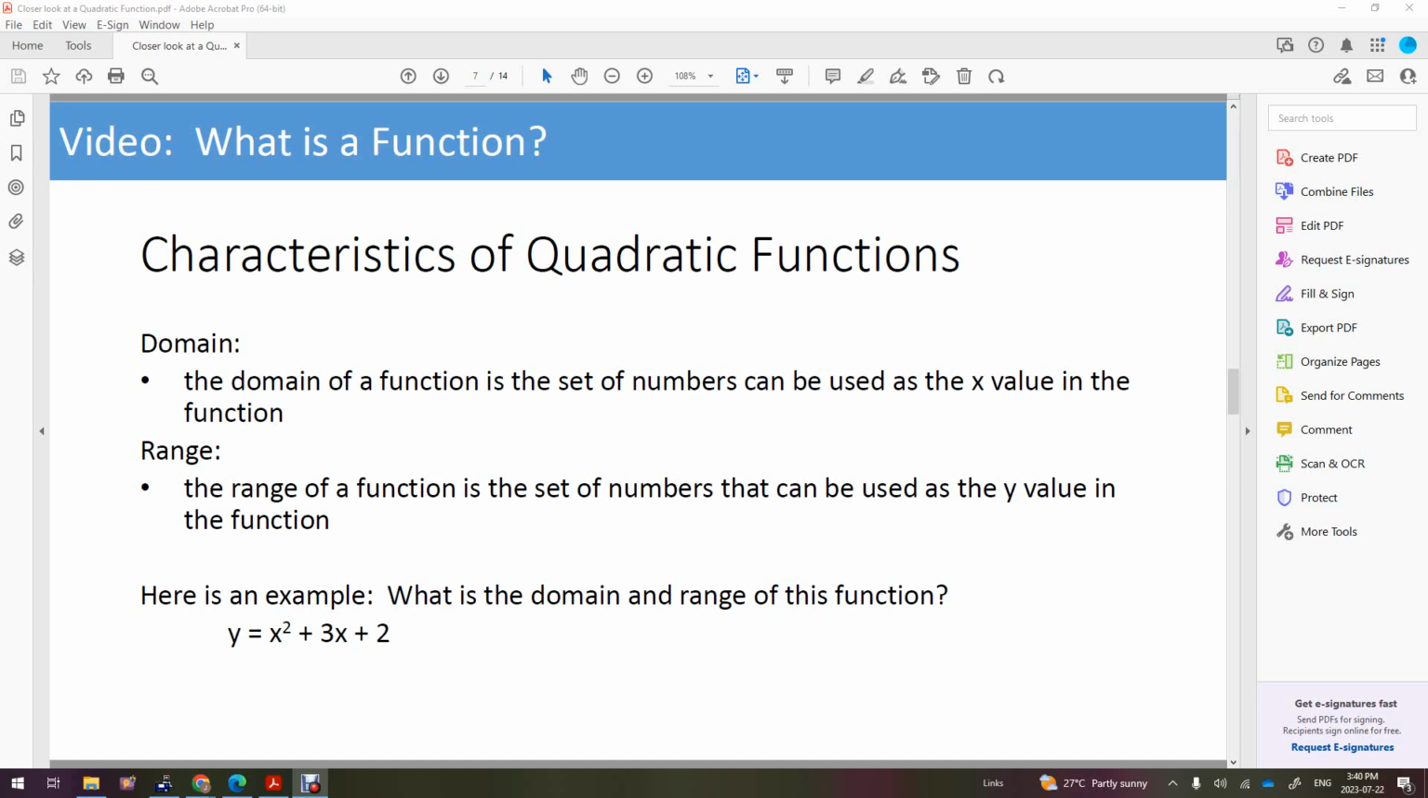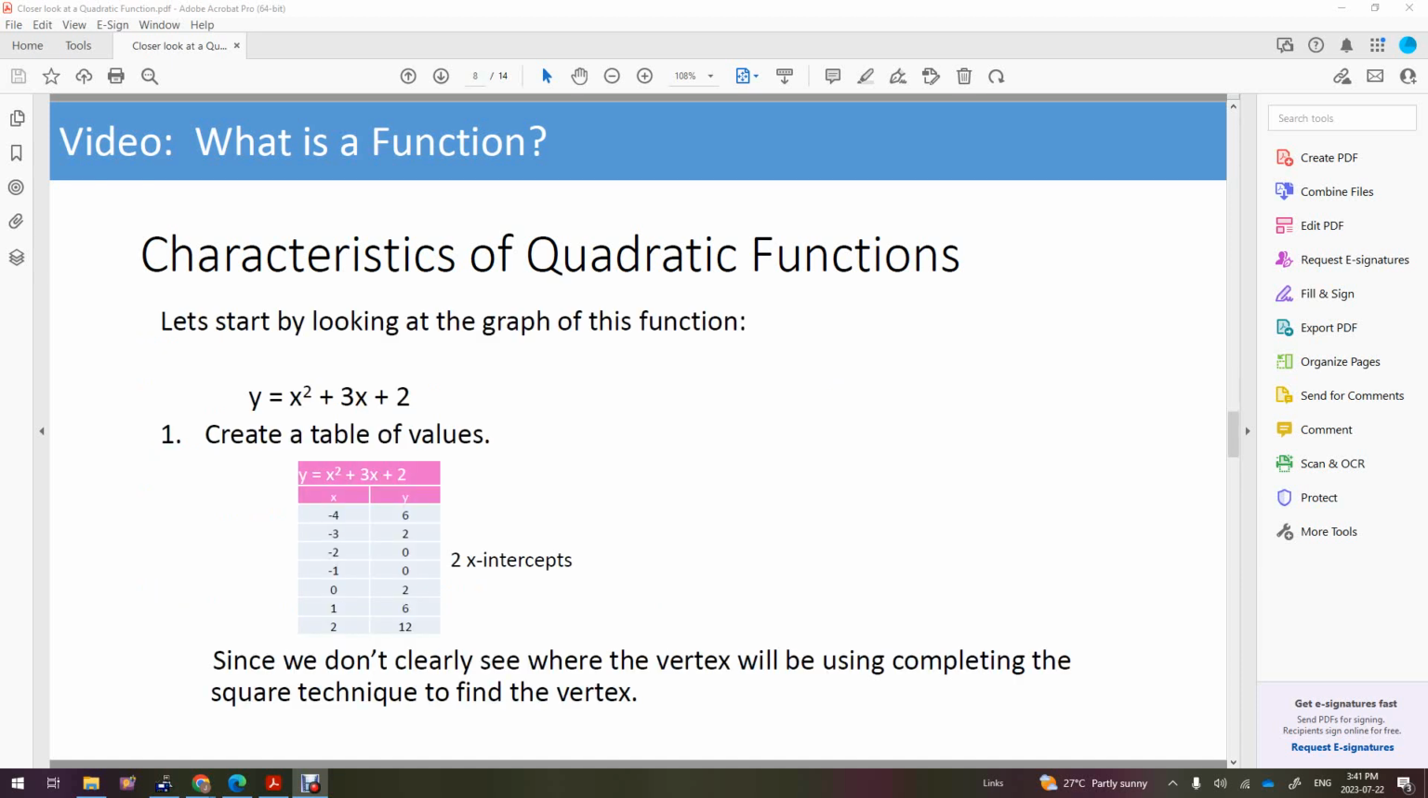So here is an example. What is the domain and range of this function? y equals x squared plus 3x plus 2. To do that, we're going to investigate this function, y equals x squared plus 3x plus 2.